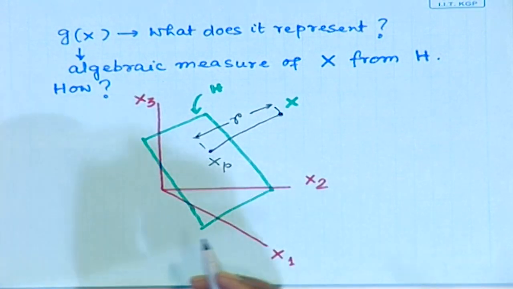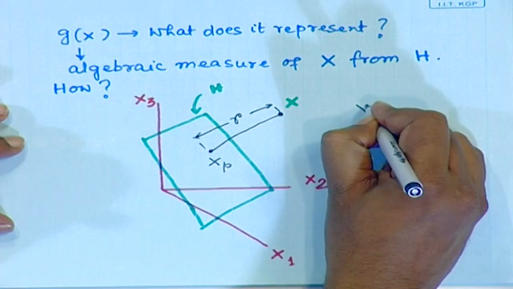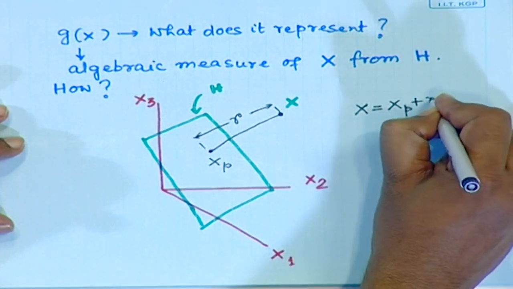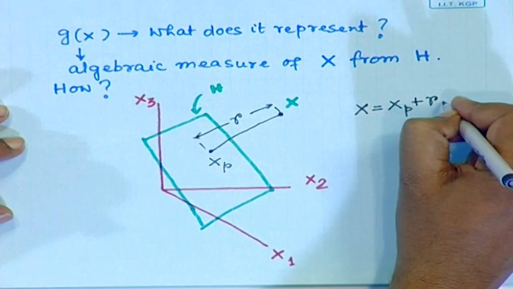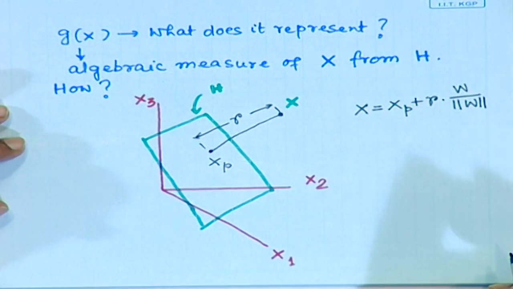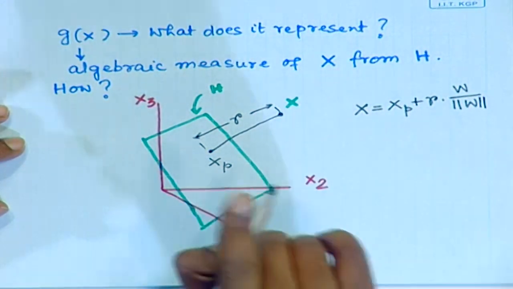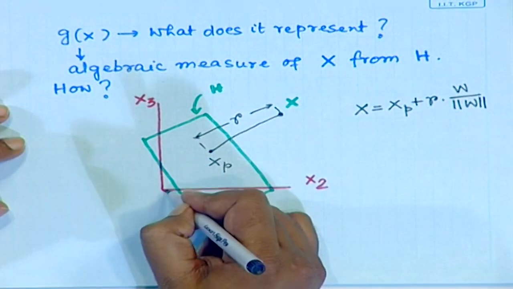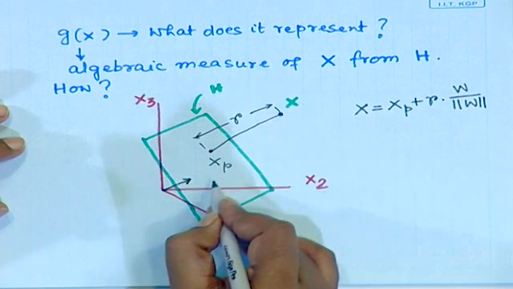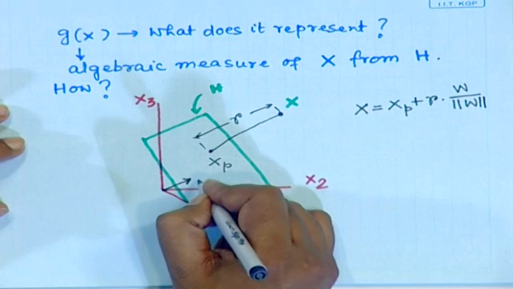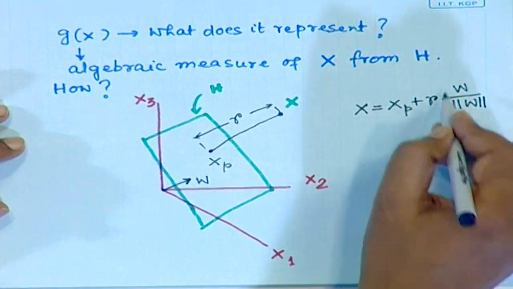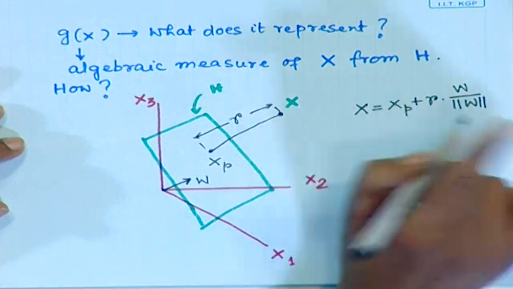Okay. Now, if it is so, in that case I can write x is equal to x p plus r, where r is the distance, multiplied by w upon mod of w, because we have seen earlier that the vector w is orthogonal to the hyperplane H, orthogonal to the decision surface. So, the direction of w is in the same direction as x p to x, because this vector x p to x is orthogonal to this hyperplane, and w is also orthogonal to the hyperplane. So, this is w. So, I can write x is equal to x p plus r into w upon mod of w, because w upon mod of w is the unit vector in the direction perpendicular to the hyperplane.